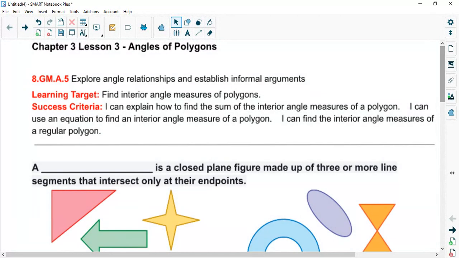Chapter 3, Lesson 3 is on the angles of polygons. Previously, we discussed the interior angles and exterior angles formed by triangles, and now we're going to expand the interior angle idea to talking about any polygon, meaning not just three sides, but four sides or six sides or greater.